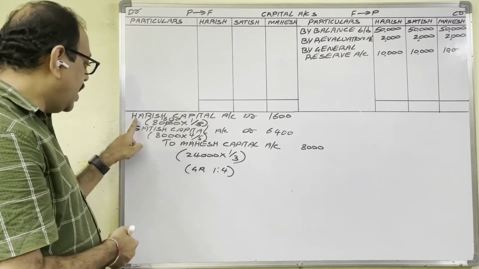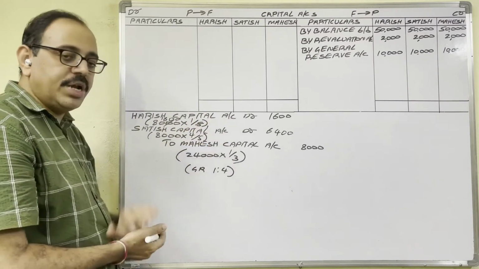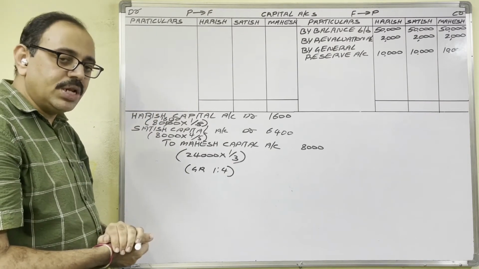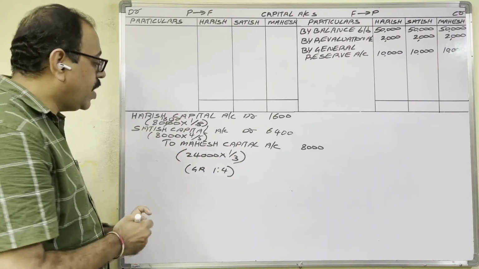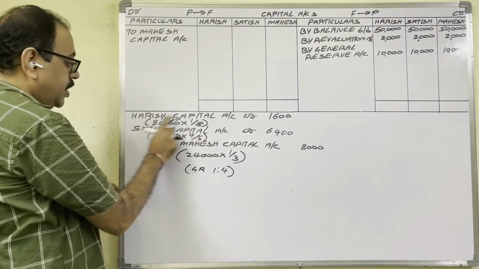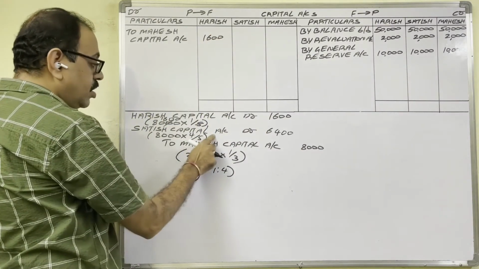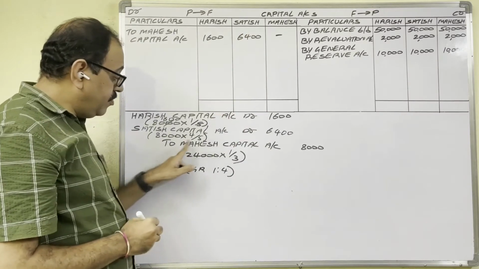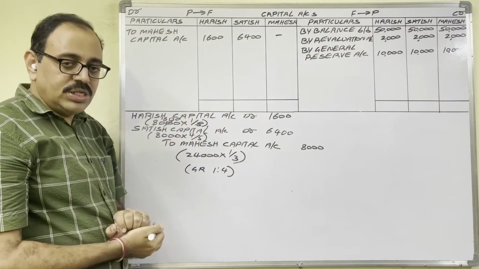See, Harish capital, Satish capital. These two capitals are debited. Therefore, on the debit side we have to post. What to write in the particulars column? On the other side, the credit account name: To Mahesh capital. In the Harish column, 1,600 rupees. In the Satish column, 6,400 rupees. Similarly, we credited Mahesh capital. So on the credit side also we should post this entry.